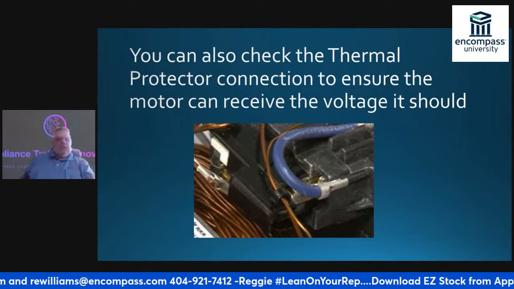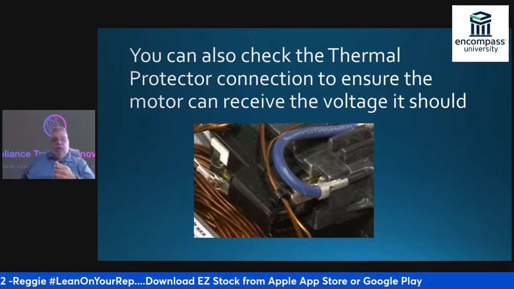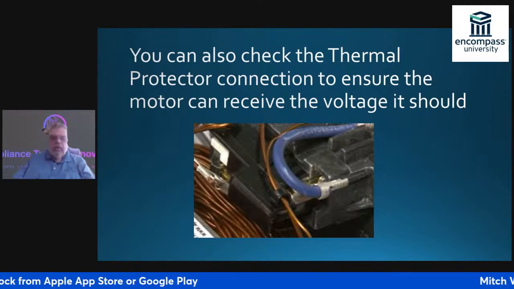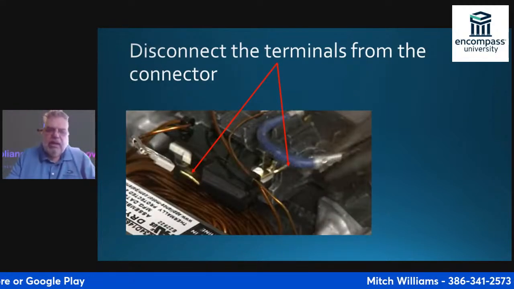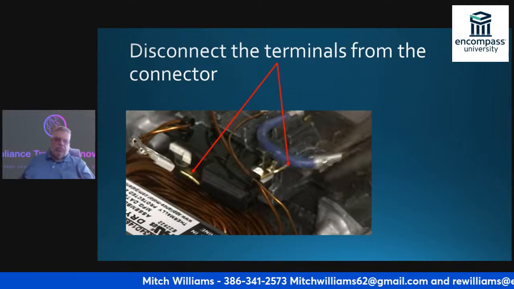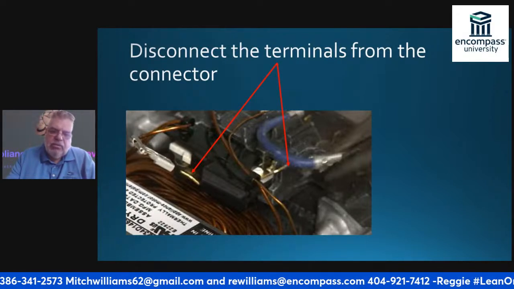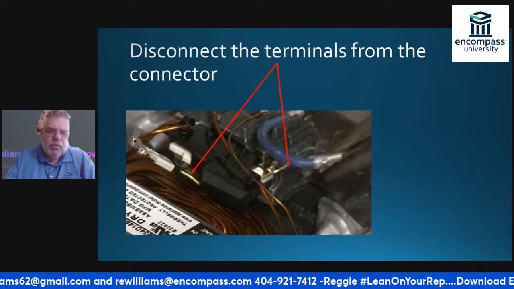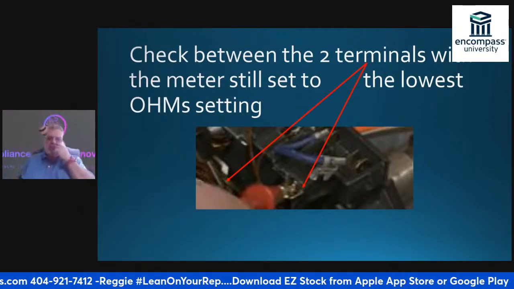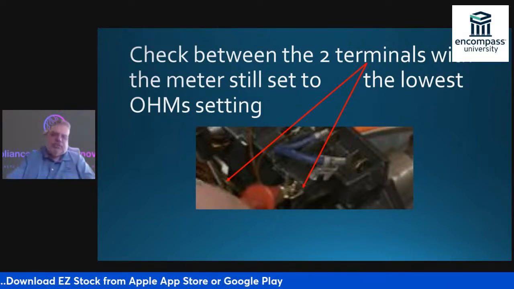So how do I check the thermal fuse? I can check the thermal protector to make sure that the motor is receiving the voltage that it should get. So how am I going to do that? I'm going to disconnect the terminals from the connector. You can see the two terminals right here. You can tell that this wire used to be right here on the right-hand side. So I'm going to go between those two wires right there. I'm going to check between those two terminals, and the meter should still be set to the lowest ohm setting.